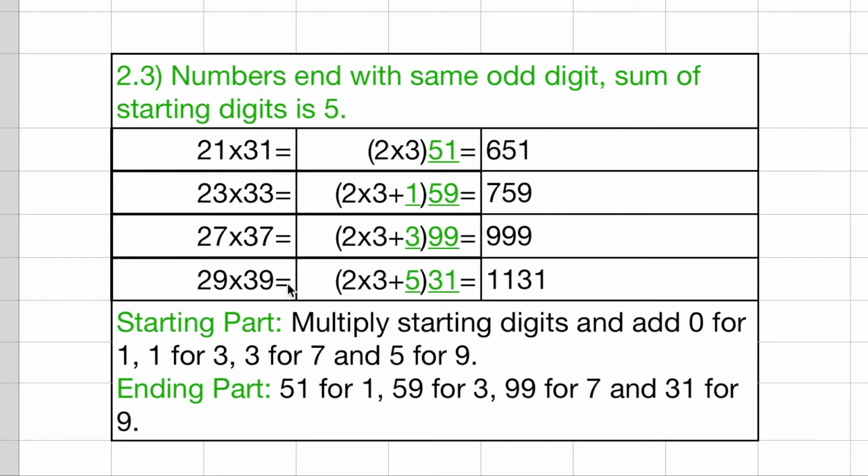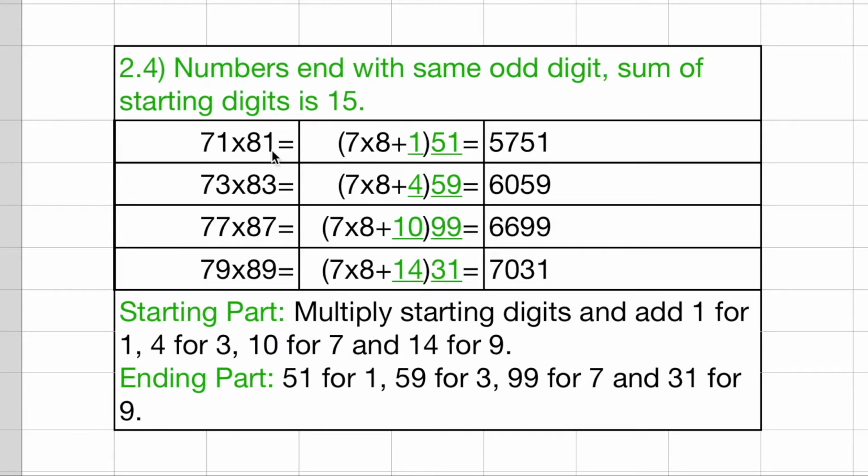So here we are adding 0 for 1 because it is ending with 1. We are adding 1 for 3 because it is ending with 3. We are adding 3 because it is ending with 7 here. And we are adding 5 because it is ending with 9 here. And for ending part, it's going to be 51 for 1, 59 for 3, 99 for 7 and 31 for 9. For a given odd number, the ending part is fixed.